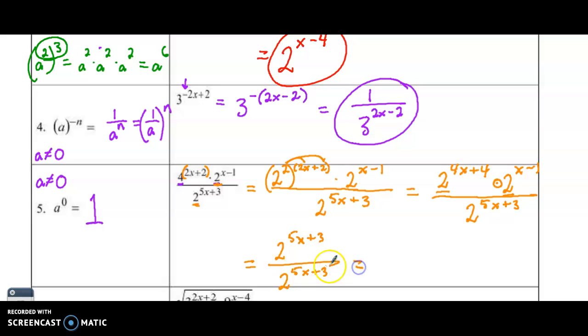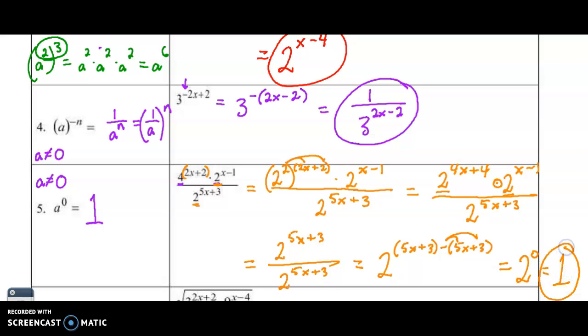Well, now we're dividing, so I need to subtract my exponents. 5x plus 3 minus, notice it's the quantity of 5x plus 3. So as I distribute that in there, I get 2 to the 0 power. 5x minus 5x is 0. 3 minus 3 is 0. But that's equal to 1.